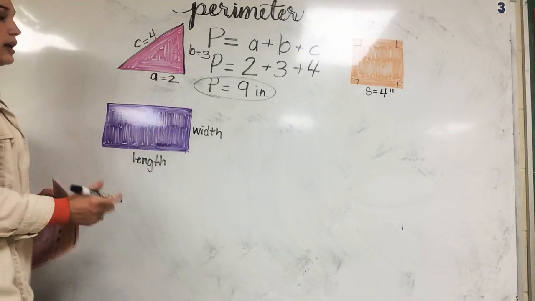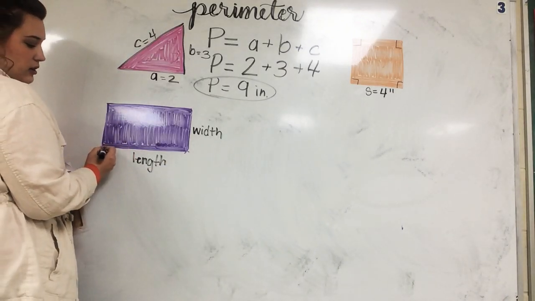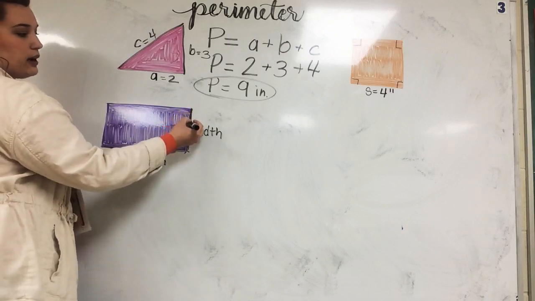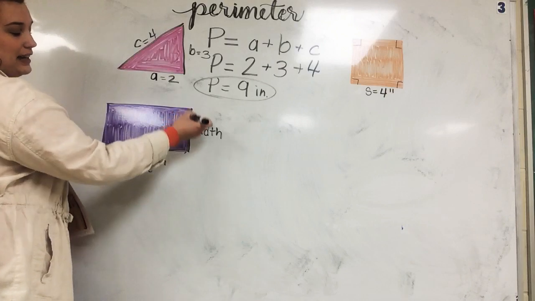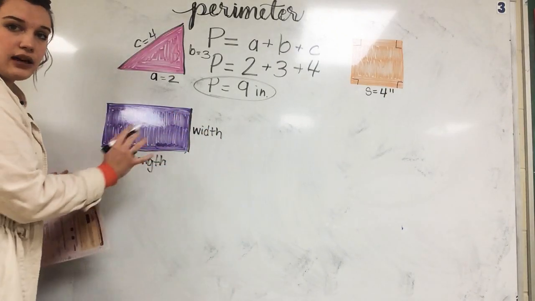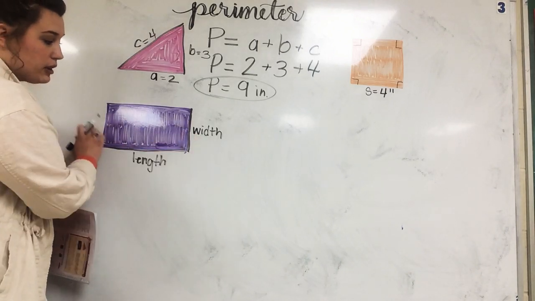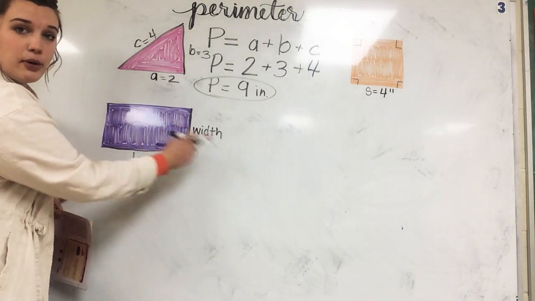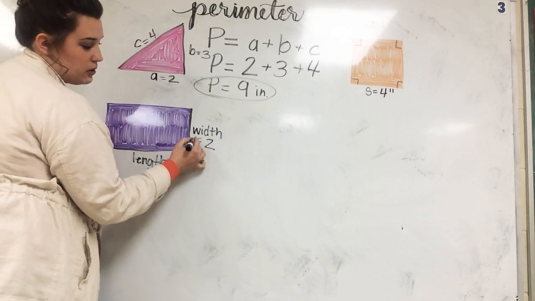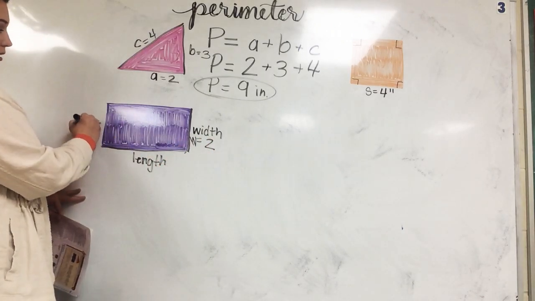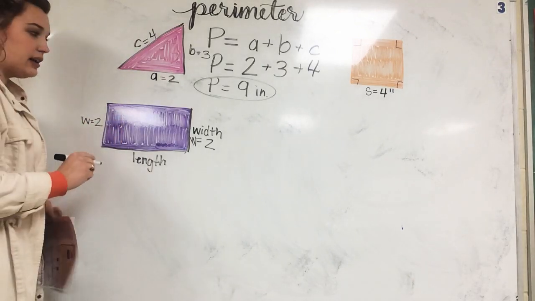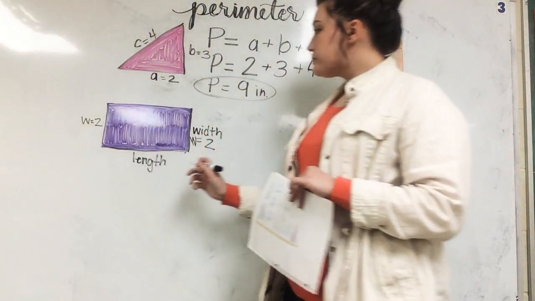Now, for a rectangle, if you remember, a rectangle has 4 sides, right? Okay, now here's the thing. With a rectangle, the width, because of the way a rectangle is made, is going to be the same on both sides. So if my width here equals 2, W equals 2, then this side is going to be 2 as well, all right?